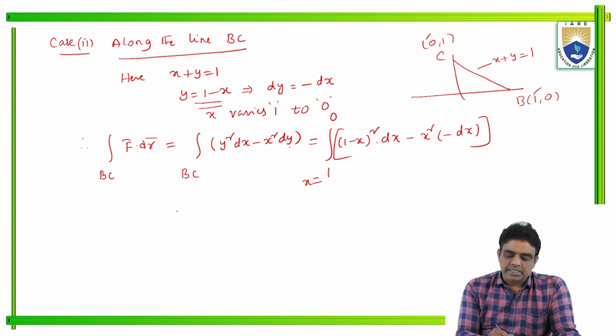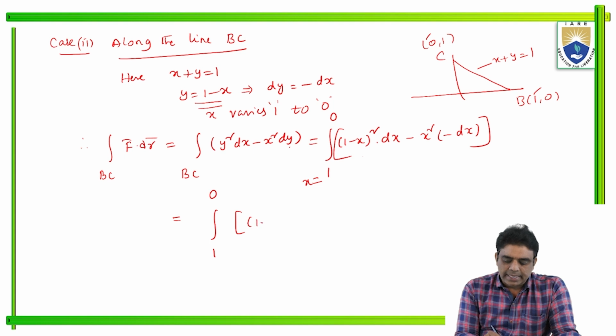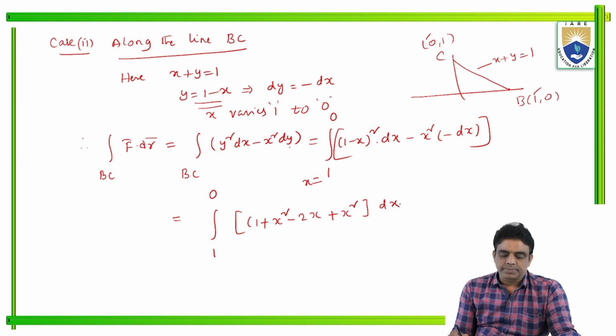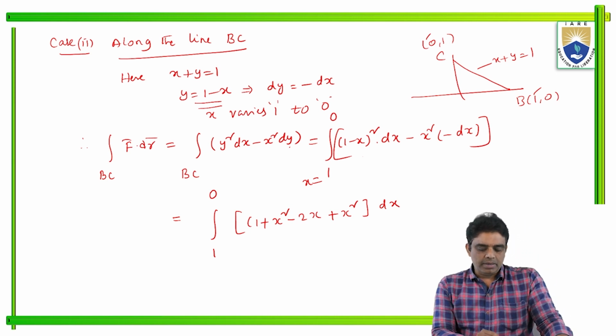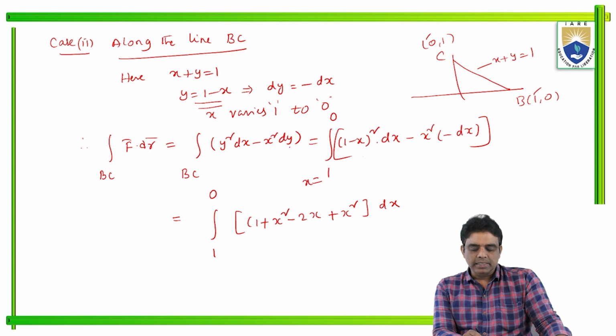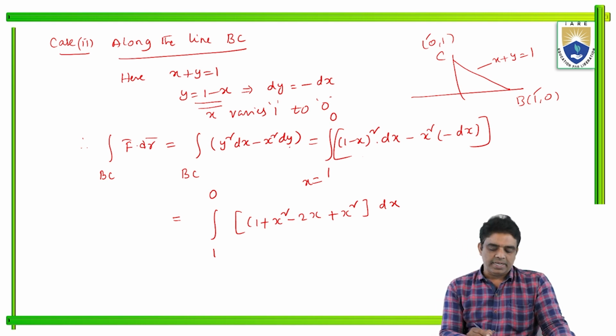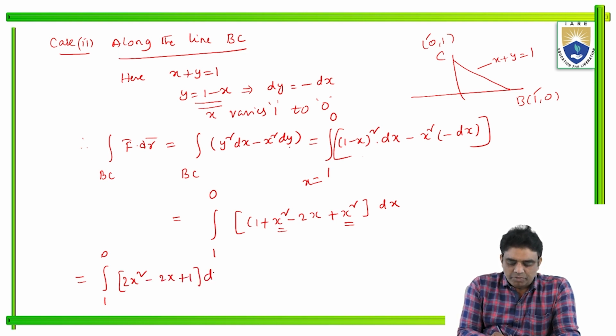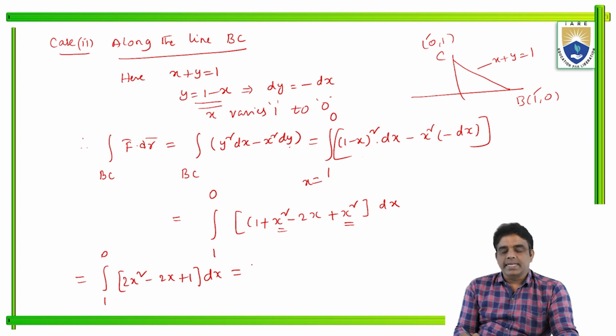Now the entire term is a function of x, so this is from 1 to 0, and (1 minus x) whole square expands to 1 plus x square minus 2x, and this will be plus x square, that is minus of minus, plus x square, of dx. I hope this is clear. So that is the integral from 1 to 0 of 2x square minus 2x plus 1 dx. So what is the integration?